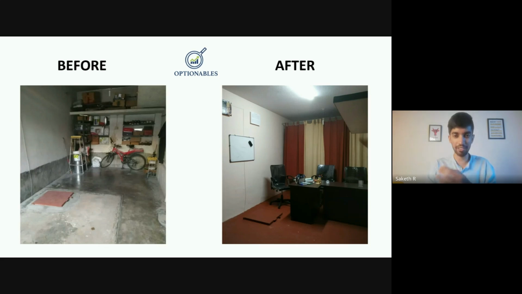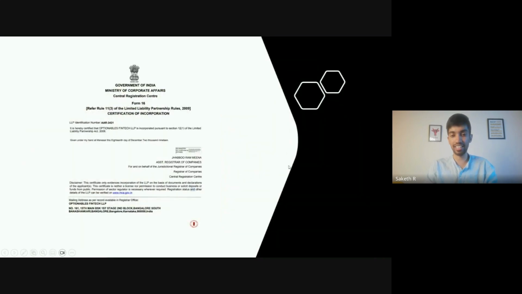So then we thought, okay, we'll start with an office. Our first office was a garage office, inspired by all the famous garage stories of Amazon, Apple, whatnot, right? We converted this garage just by spending a few thousands. I don't think we spent more than 5-6 thousand. We ourselves painted it, and we later also incorporated a firm, which is Optionables.